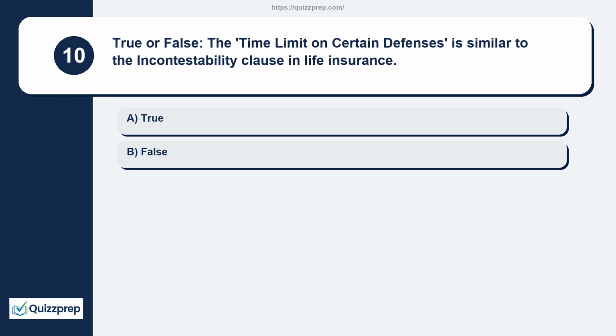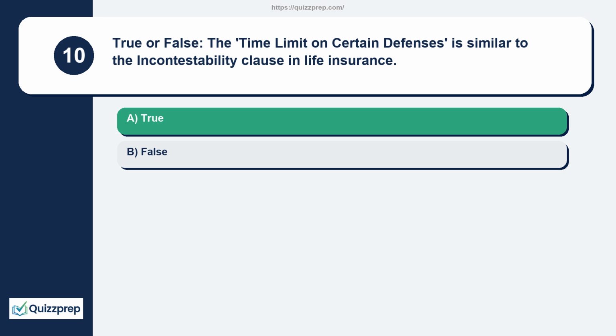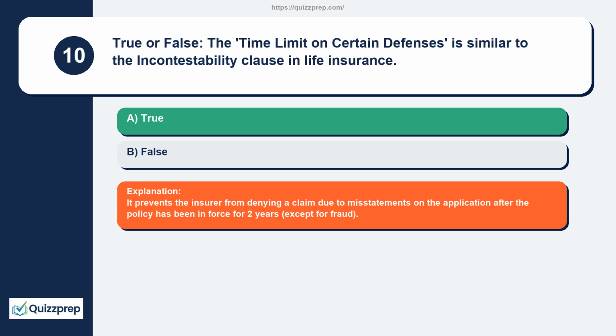Question 10. True or false, the time limit on certain defenses is similar to the incontestability clause in life insurance. True. False. It prevents the insurer from denying a claim due to misstatements on the application after the policy has been in force for 2 years, except for fraud.